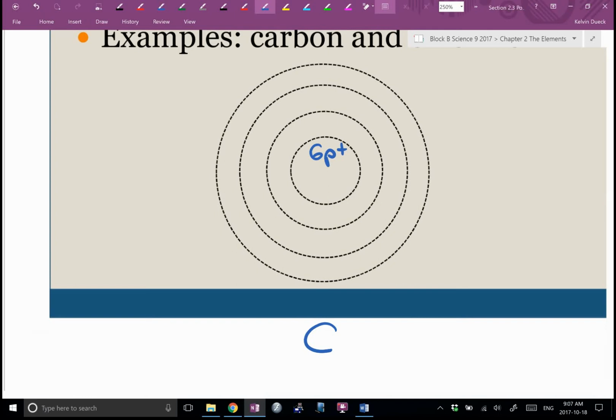How many neutrons does carbon have? You'll have to do some subtracting. Oh, is it also happens to be the same? Again, don't always assume that protons and neutrons are the same. It's mass minus atomic number. 12, take away 6. So we're going to go 6n0.